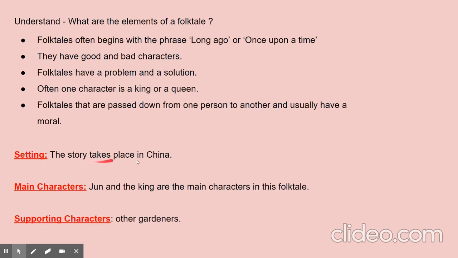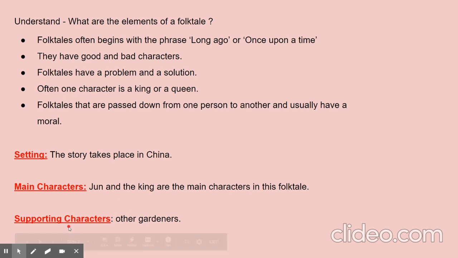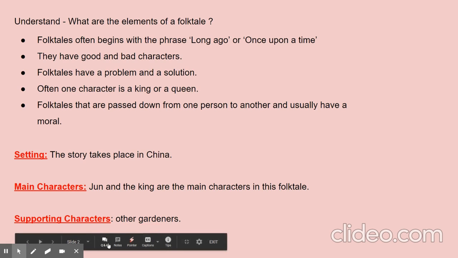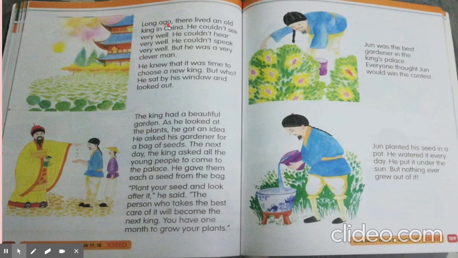The setting is it takes place in China. The main characters are Jun and the king, and supporting characters are other gardeners. Long ago. So, as we read that element of a folktale, it starts with a long ago phrase. So, long ago, there lived an old king in China. Folktale stories have either a king or a queen in the story. So, in our story, we have a king who is from China.